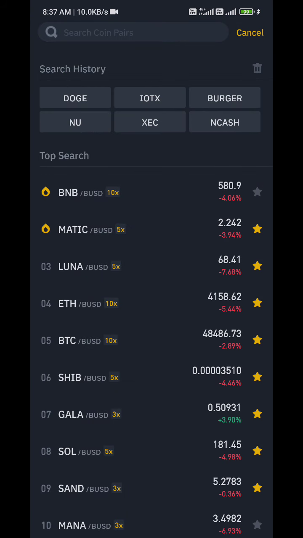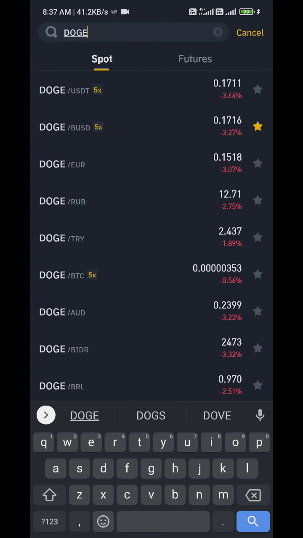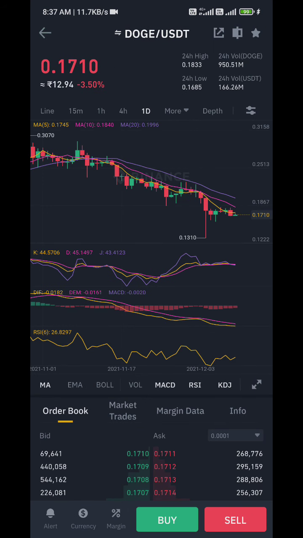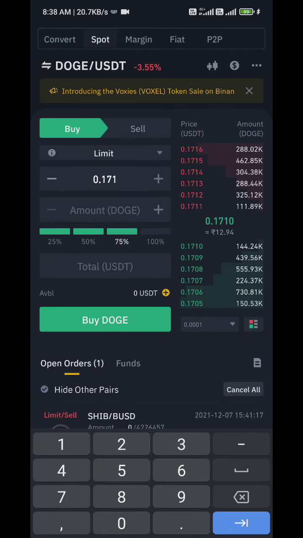If you purchased USDT coins, you have to purchase pairs. You have to purchase any Doge coin. So there will be DOGE/USDT and DOGE/BUSDT. You have only purchased USDT coins, so you need to select the right pair, DOGE/USDT. After that you need to enter the buy method and enter how many USDT you have.